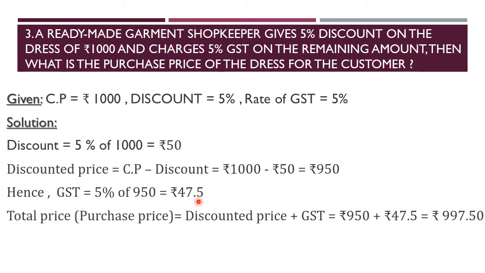Once you get GST, the total price or the purchase price will be the discounted price plus GST, that is rupees 950 plus rupees 47.5, and that will be rupees 997.5. So that is the final answer. So the customer has to pay 997.5 rupees for the ready-made garment.